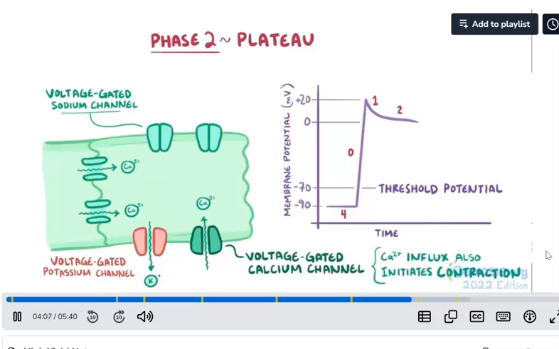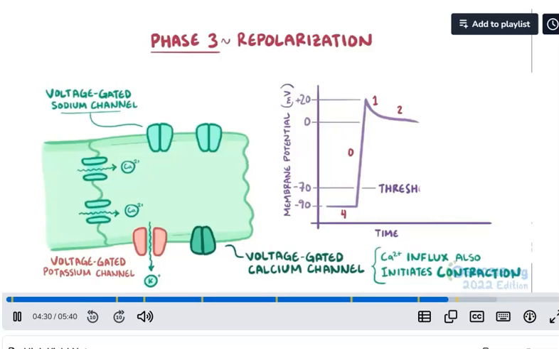So phase 2 is what's responsible for the length of the action potential as well as the heartbeat itself. During phase 3, or repolarization, the calcium channels close, but the potassium channels stay open, resulting in a net outward positive current. At the same time, ion pumps start to move calcium ions out of the cell as well, and that causes the heart to relax. Eventually, the membrane potential gets back to negative 90 millivolts, and we start over with phase 4 again.